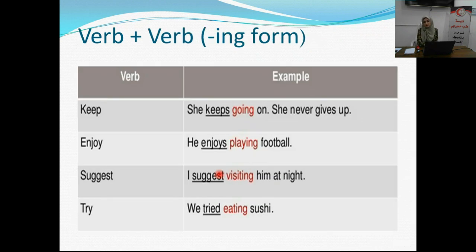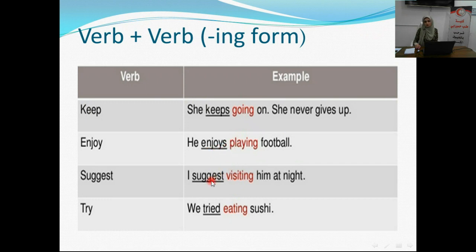So the second type of verb pattern, we have a verb to be followed by a verb which includes the ing form. The verbs that are included in this slot are keep, enjoy, suggest, and try. So we usually say she keeps going on, she never gives up. So keep and going. The second verb must include the ing. Enjoy, she enjoys playing football. As you see, here we have enjoy and playing.